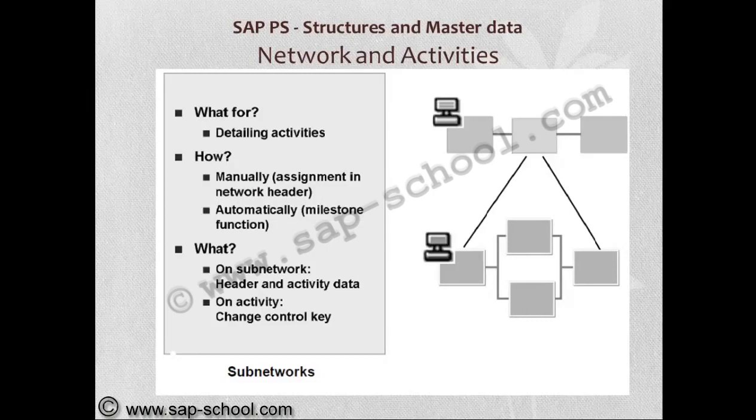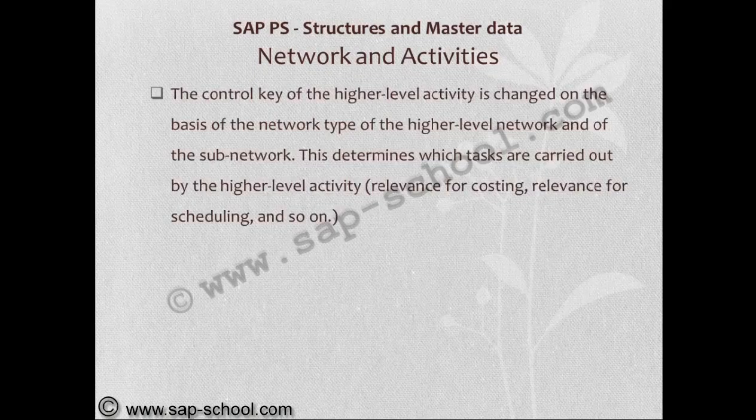Here the network and activities are detailed, manually or automatically, using subnetworks. So we can see the entire functions of subnetworks. The control key of the higher level activity is changed on the basis of the network type of the higher level network and of the subnetwork. This determines which tasks are carried out by the higher level activity: relevance for costing, relevance for scheduling and so on.